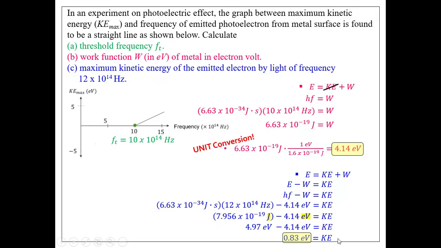If a question asks you to find speed and stuff like that, you would just simply convert this to joules and then carry on with KE equals 1/2 mv squared.